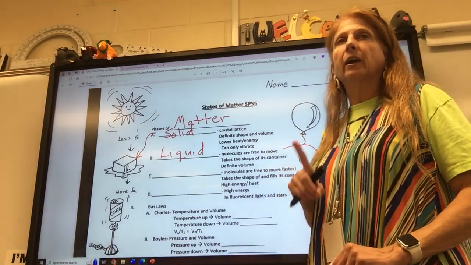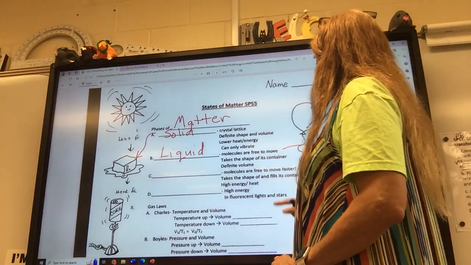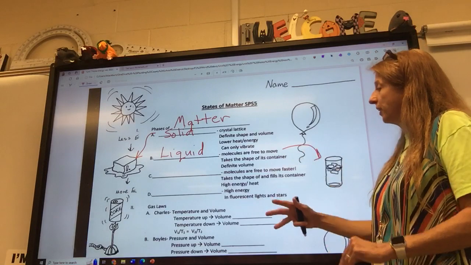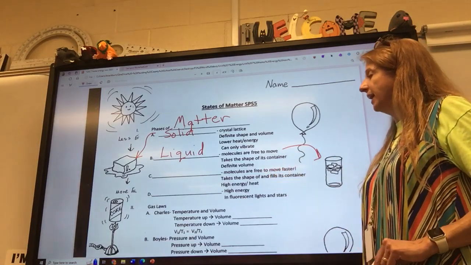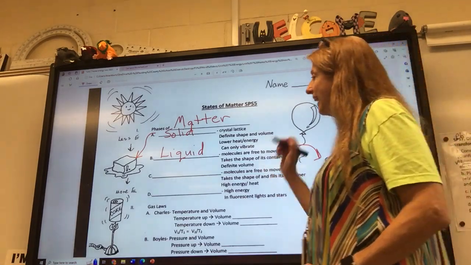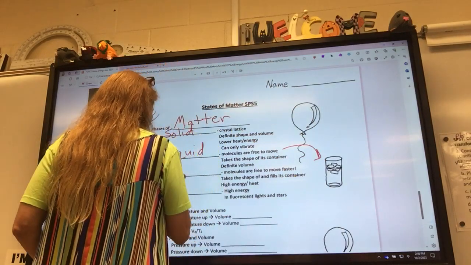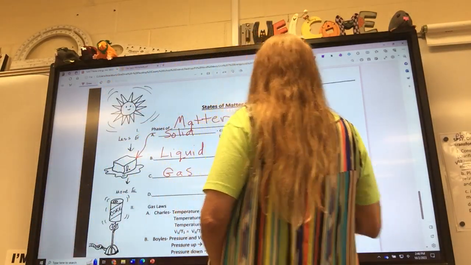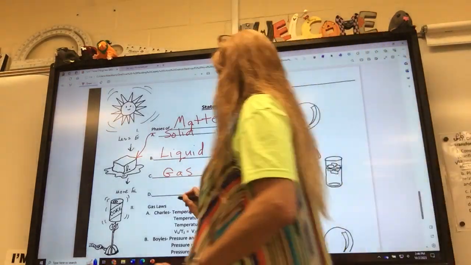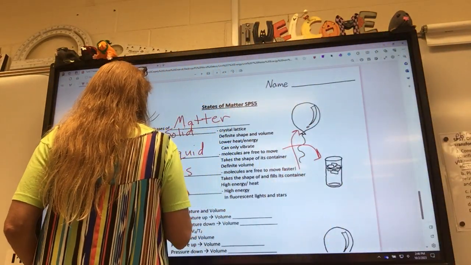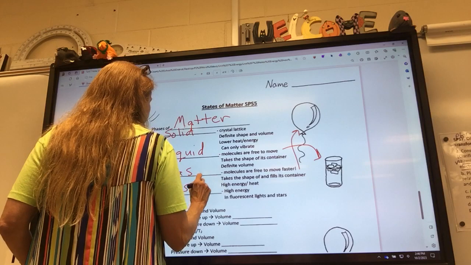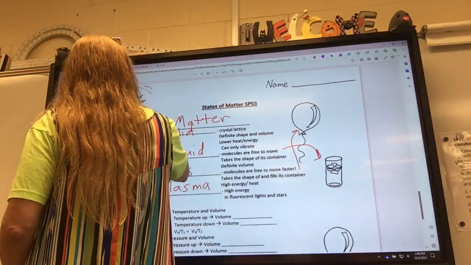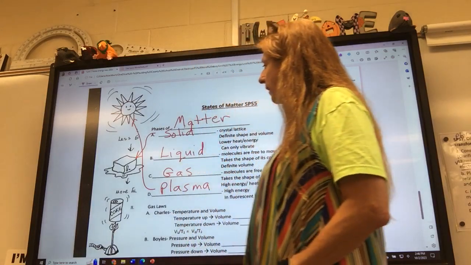Okay, now we're down to gas and plasma. Molecules are free to move faster. They take the shape and fill the container, and they have a high energy or heat. Gas. See, I knew y'all already knew this. So that's my balloon. And now, of course, plasma is the last one. And that's in lightning. It's in the stars like our sun. So there's our plasma up there.